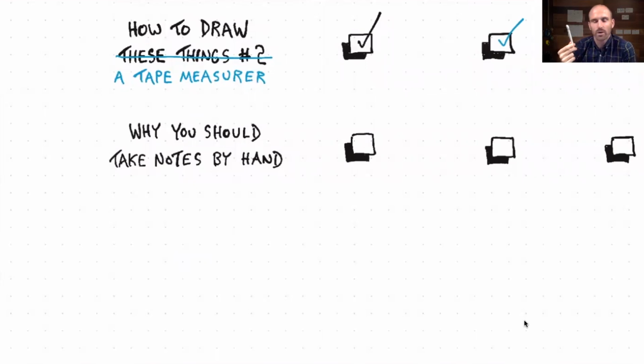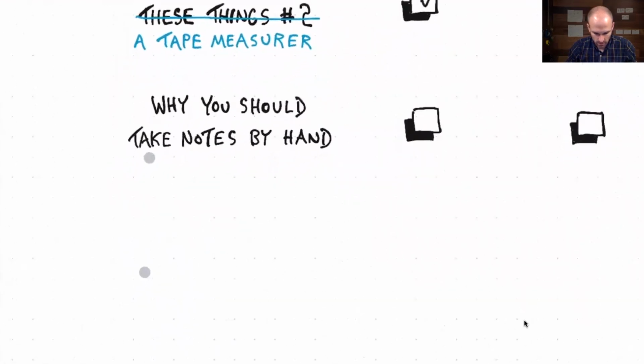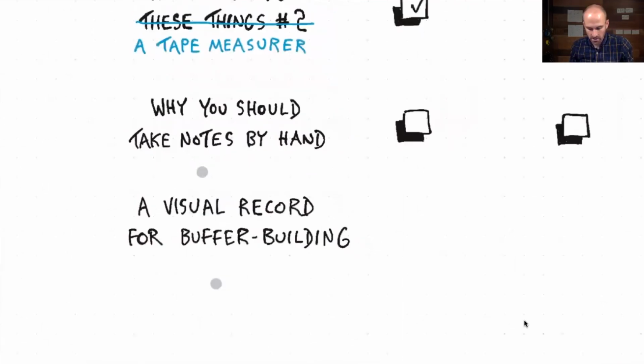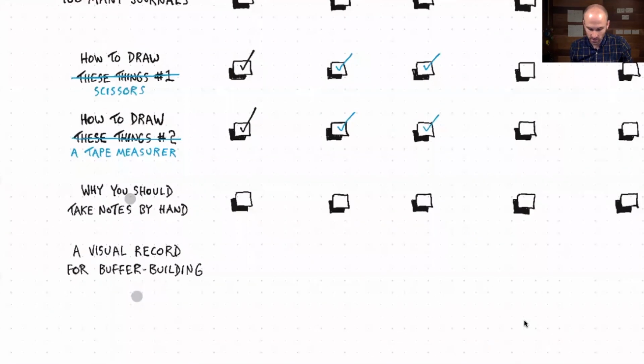Could have a buffer in the name, could have kind of track your projects. I think I'm going to go with a visual record for buffer building. That name might change. You will know by now what the actual title of it is.